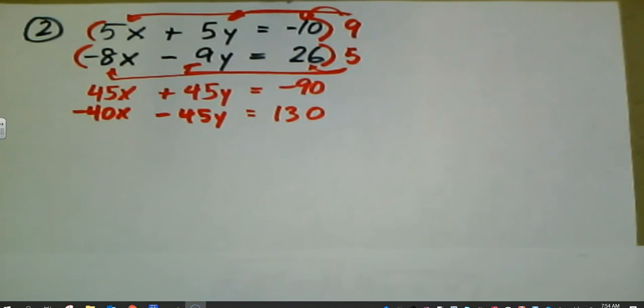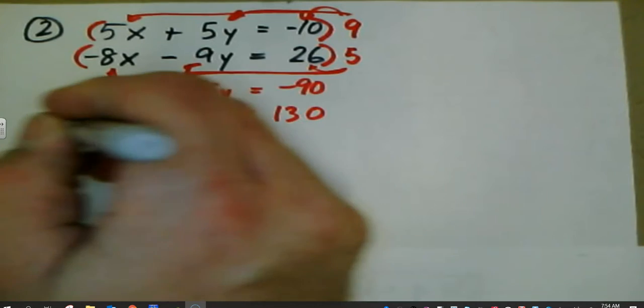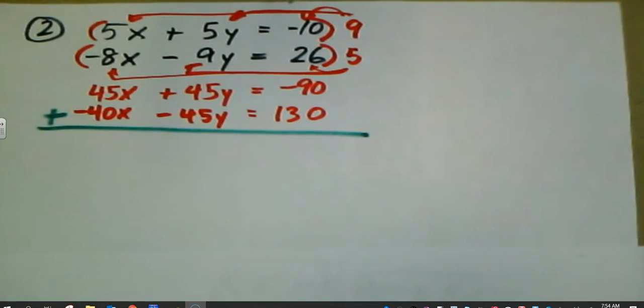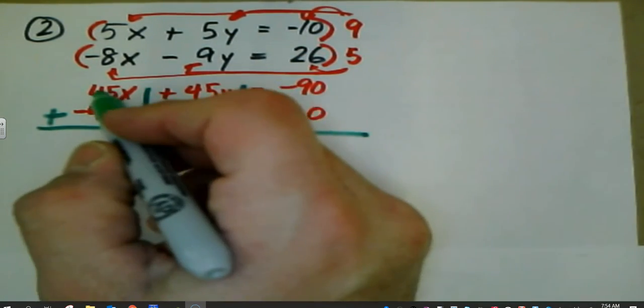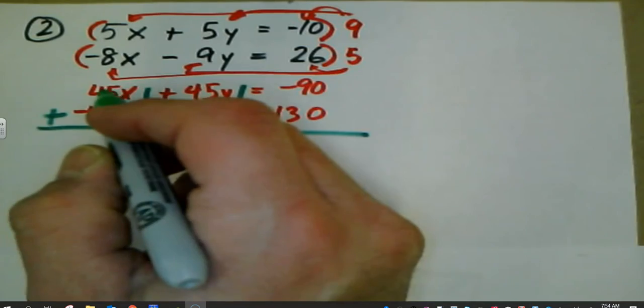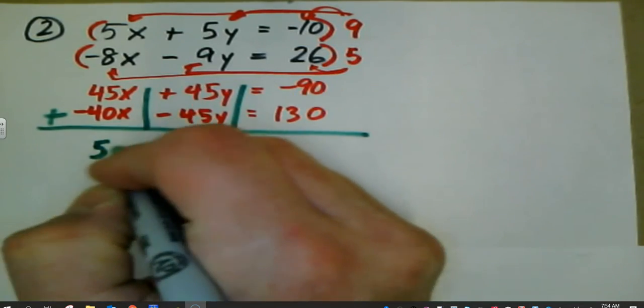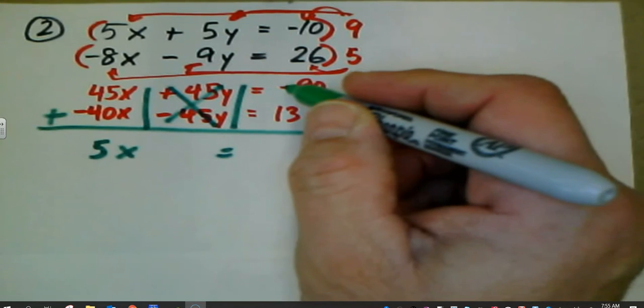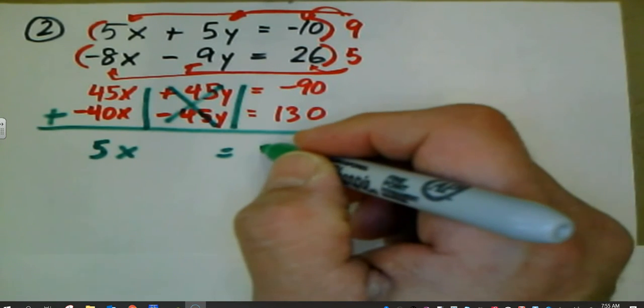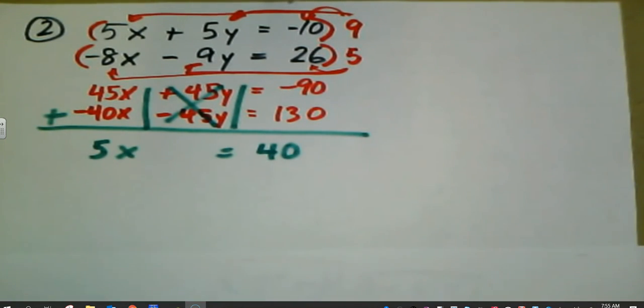What's the next step, Mary? And what do we call that? It's written up there. Number 2. Combine like terms. And we put a graphic organizer. 45 plus negative 40 is 5x. Opposite operations are gone. Negative 90 plus 130 is 40.